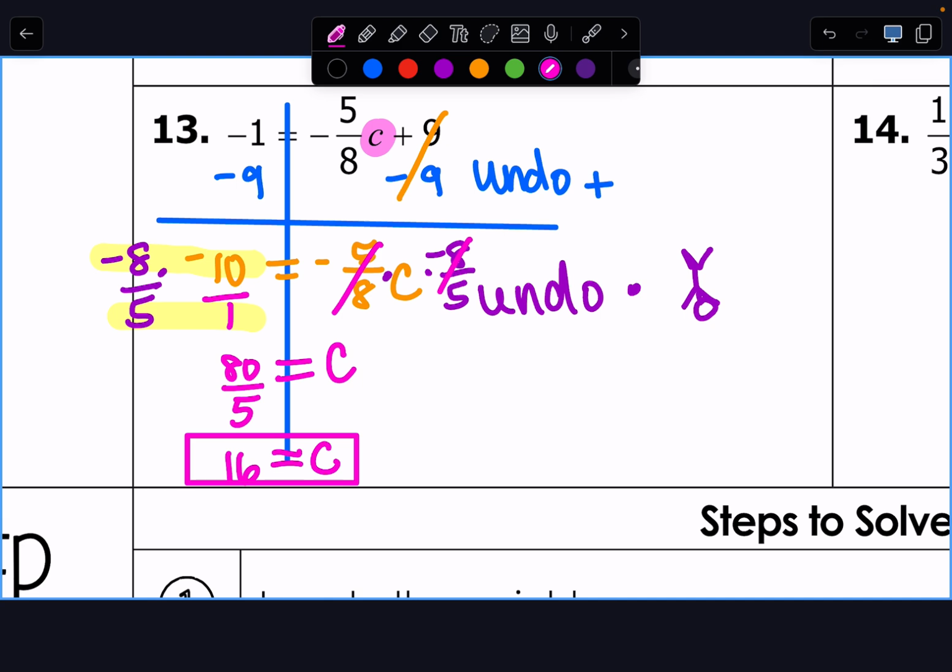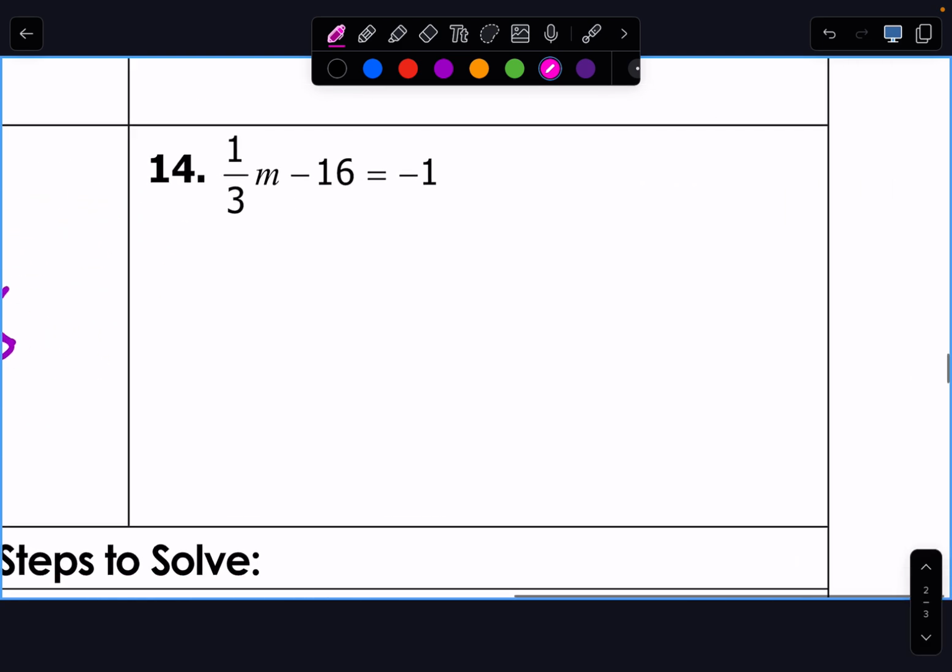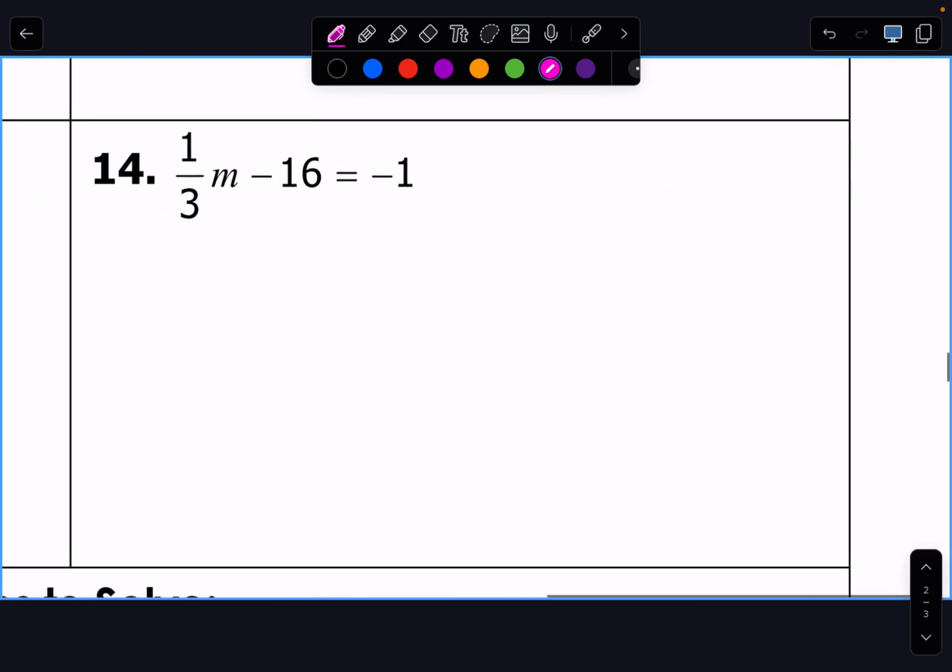Okay. So let's look at number 14. I'm going to give you a minute head start. I want you to start this problem, then I'm going to start talking about it. Fair?